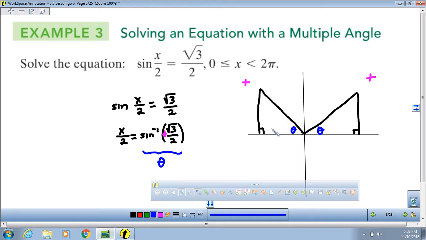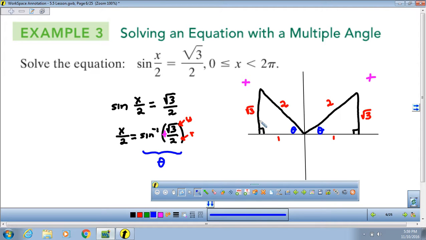So for sine, remember that the value for sine is y divided by the radius, which in this case the y is the square root of 3 and the radius is 2. So that means that the other values are 1, right?